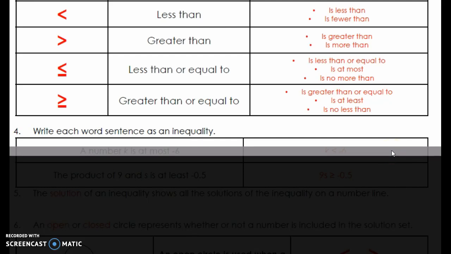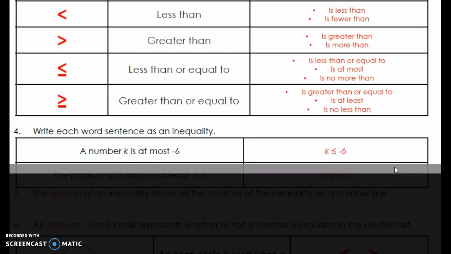So now we're going to practice. Write each word sentence as an inequality. If a number k is at most -6, that means k is less than or equal to -6. Write that down first and then we'll talk about it. A number k is at most -6. Could k be equal to -6? Yes, but that's the most it can be. So it includes all the numbers that are also less than -6.